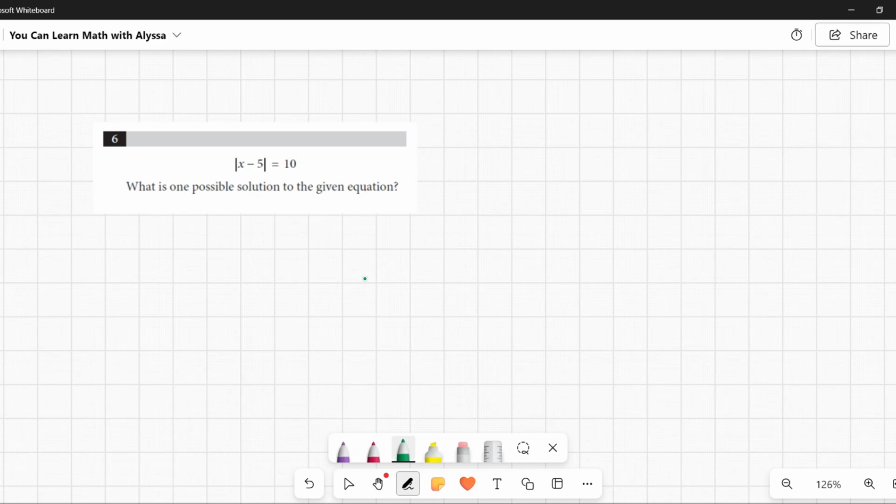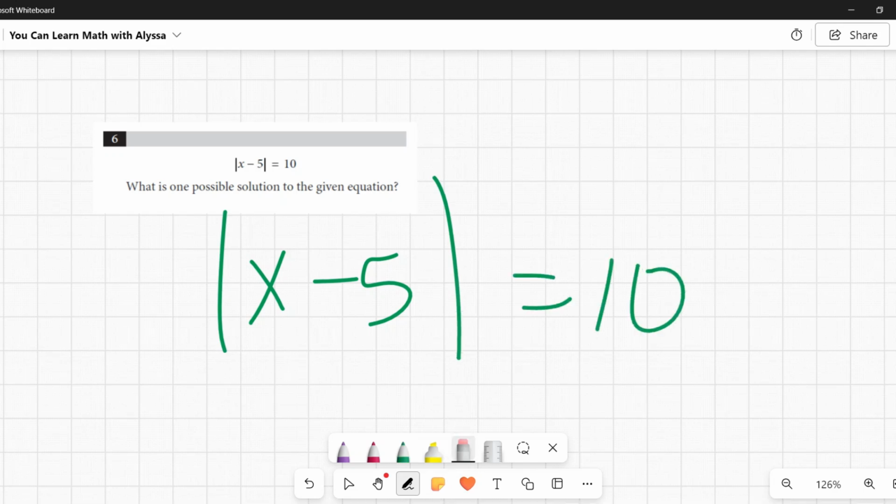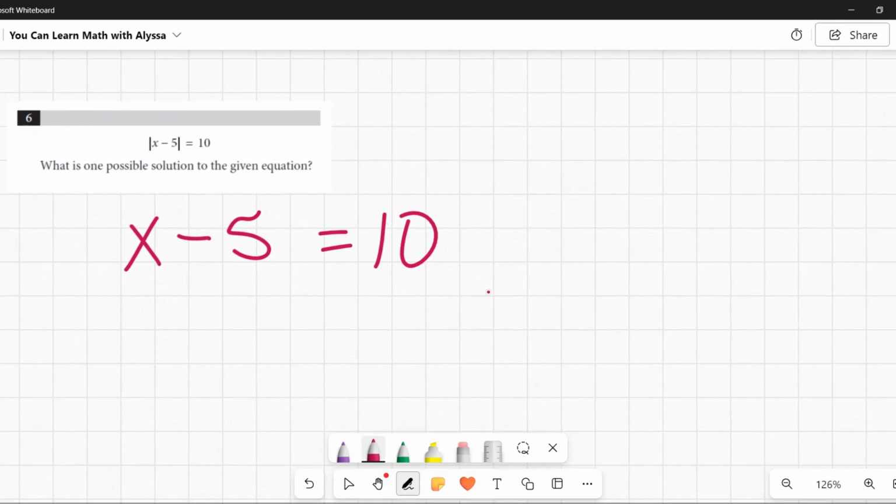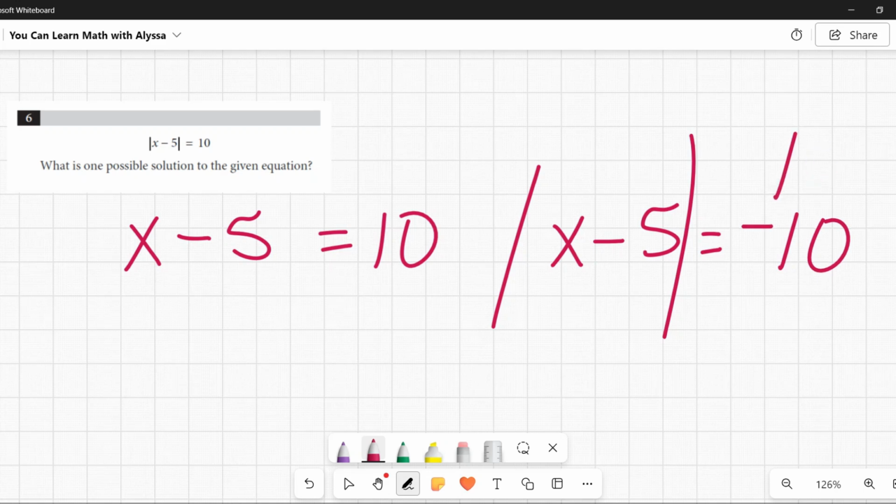Okay, so absolute value means whatever is inside here, when you take the absolute value of it, it turns positive. So before I took the absolute value, this could have been positive or negative. But once I turn it positive, I get 10. So that means there's two different equations that this could have been. What it could have been is that x minus 5 just equaled 10. So when we turned it positive, it was still 10. Or it could mean that x minus 5 equaled negative 10, and then when I took the absolute value, it changed it to positive 10.